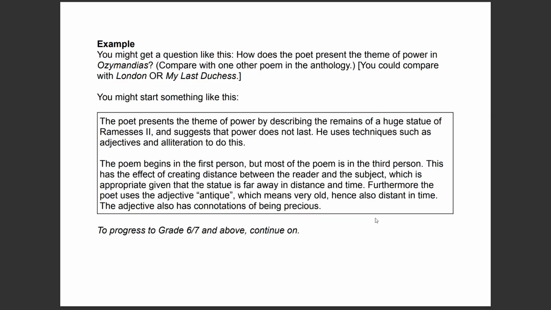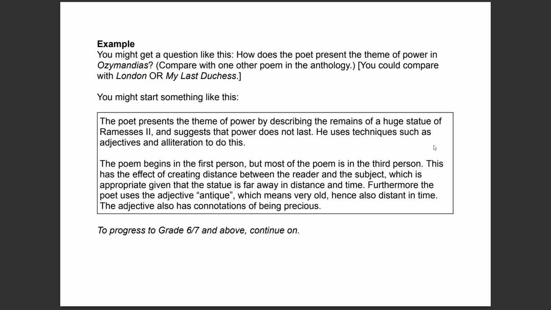3, 2, 1. So, for example, you might get a question like this. How does the poet present the theme of power in Ozymandias? Compare with one other poem in the anthology. So we're not going to do that here, but you could compare with London or My Last Duchess. Okay, I would recommend this one. And you might start like this.